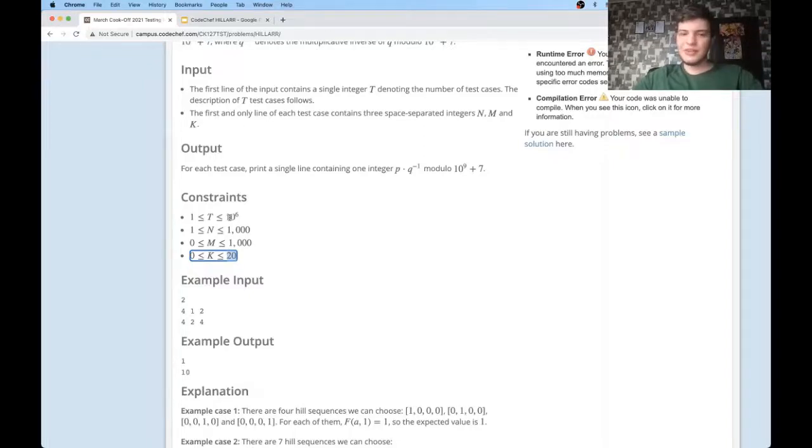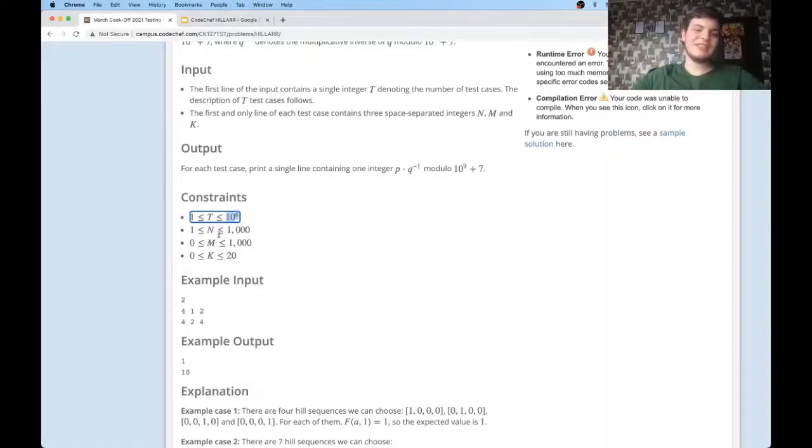And also you should know that we have quite a lot of tests, like 10 to the 6 tests. This means that we can't really compute a lot of things for every test, and we need to do some pre-compute. So our solution will pretty much be a pre-compute that saves the answer for every tuple n, m, k, and then for every test, we just print it.